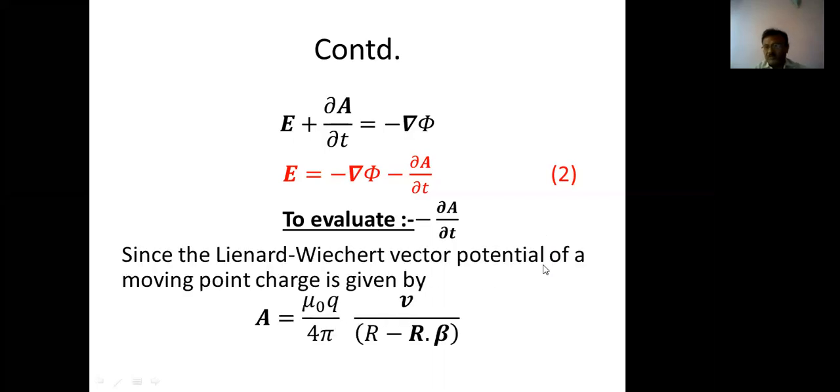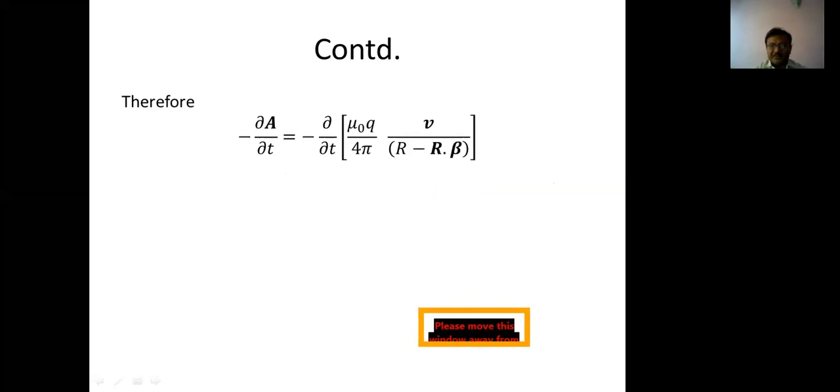Okay, so let's write that. The Liénard-Wiechert vector potential of a moving point charge is given by A equal to mu naught Q by 4 pi times v over the scalar R minus R dot v. So now we plug that A into this relation here. Our purpose is to find minus dou A by dou T, so minus dou A by dou T equals minus dou by dou T of this whole bunch, which is nothing but your vector potential, called the Liénard-Wiechert vector potential.